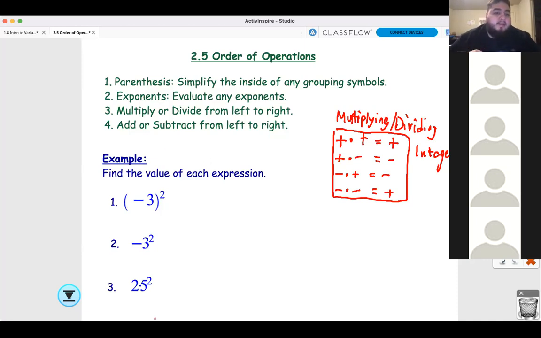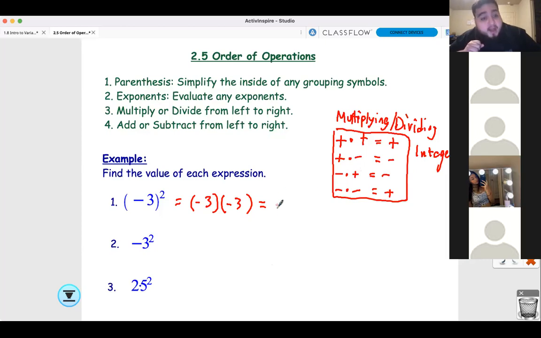All right, let's look at number 1. In this example, they want us to find the value of each expression. Number 1 is (-3) squared. Remember, an exponent is repeated multiplication. What's being repeated here? What's in parentheses, which is -3. So we multiply -3 times another -3. Using this chart, what's the answer of -3 times -3? A positive. There you go. A +9. That is correct.